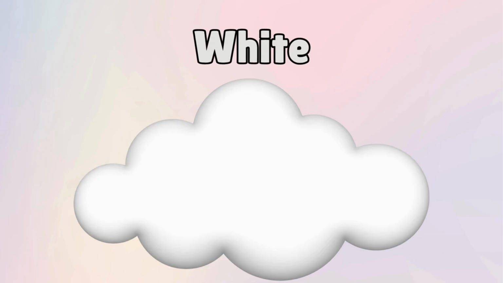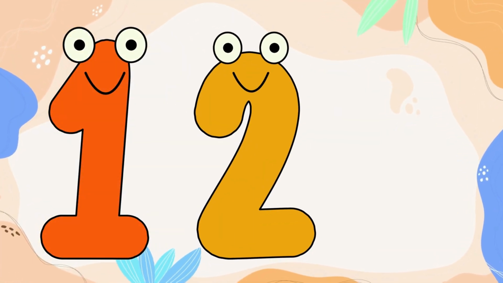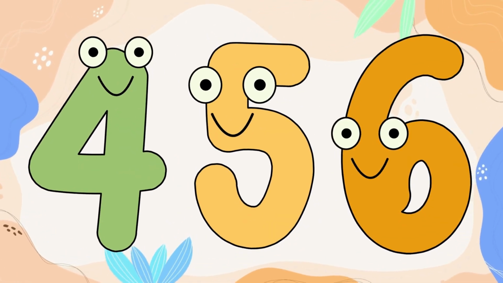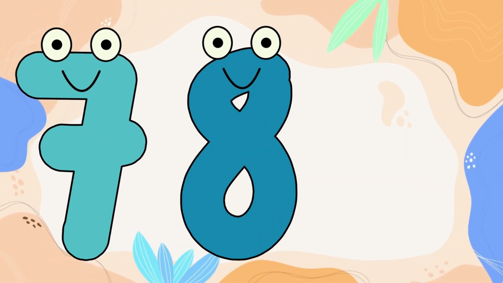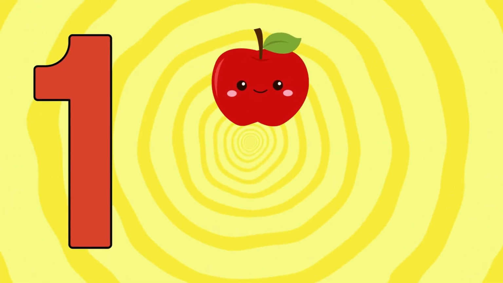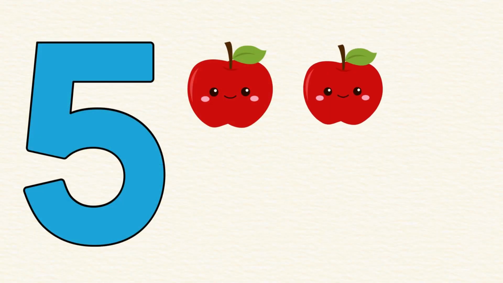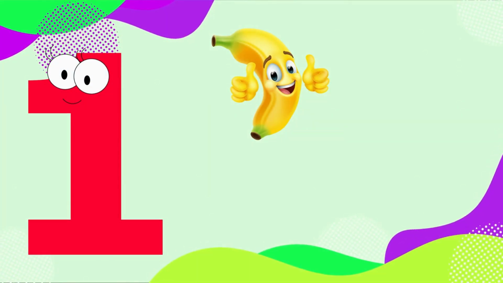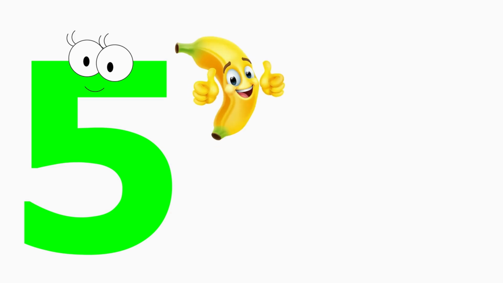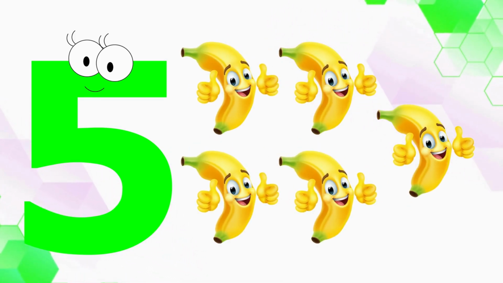This is white. Numbers, counting with 1, 2, 3, 4, 5, 6, 7, 8, 9, 10. Let's count. 1 apple, 2 apples, 3 apples, 4 apples, 5 apples. 1 banana, 2 bananas, 3 bananas, 4 bananas, 5 bananas.